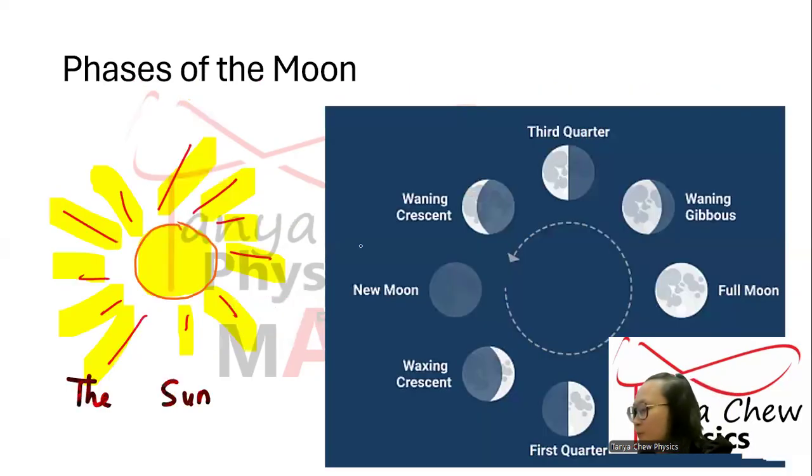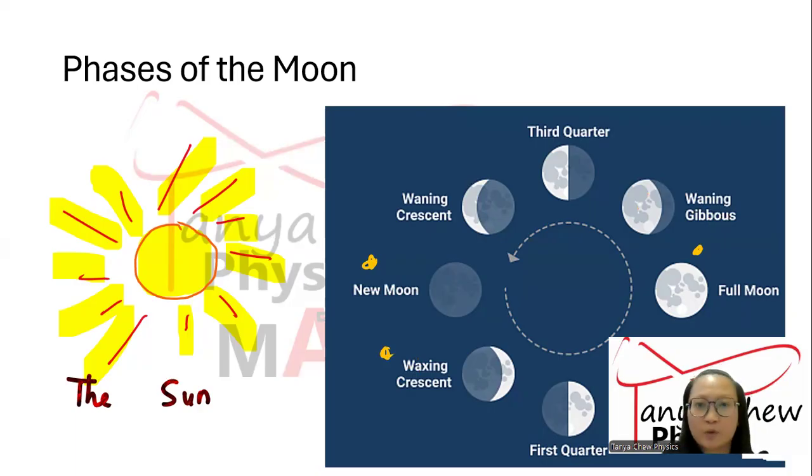So phases of the moon you have to memorize, right? New moon, especially the ones that are highlighted. So here I'm using yellow color, new moon, right? New moon is when the moon is between the sun and the earth. Full moon is when the earth is between the sun and the moon. Memorize this, right? Waxing crescent is more popular. Waxing crescent, memorize, right?